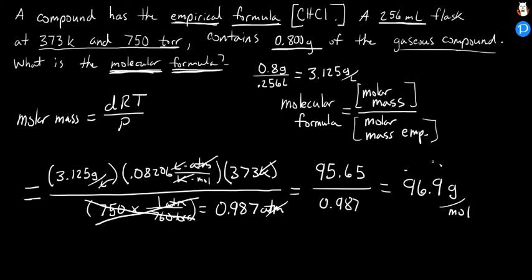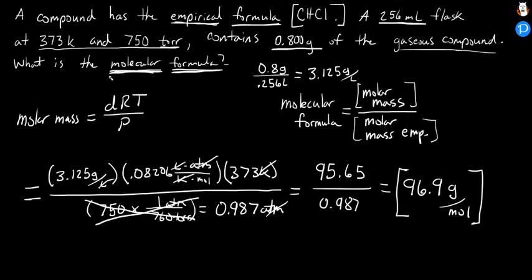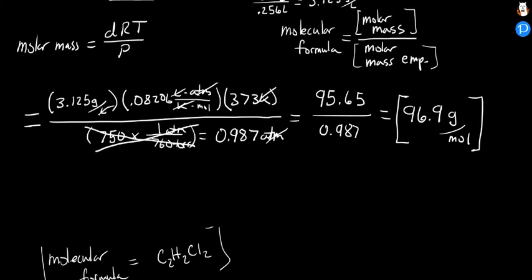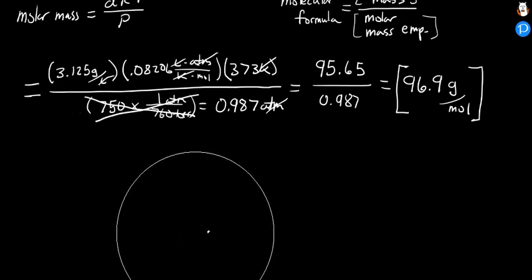Now, I'm not done with the problem. This is the molar mass of this unknown gas here. But the problem wants us to figure out the molecular formula, and so what I need to do is take the molar mass of the formula and divide it by the molar mass of the empirical formula to figure out what the molecular formula is. So let's keep going with this. Let's come down here. Oh, whoops, forgot to erase this. That was the final answer from before.